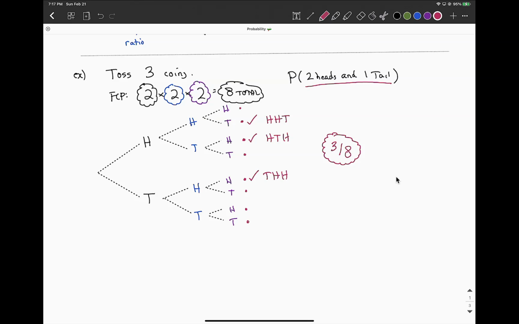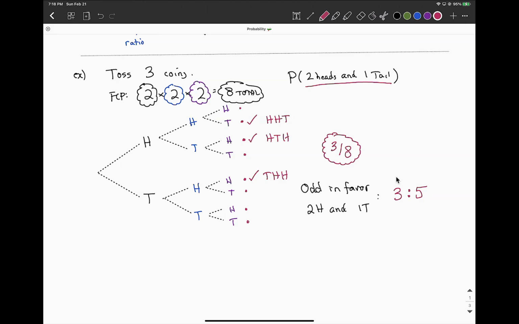Or I could have reworded this question and asked, what are the odds in favor of getting 2 heads and 1 tail? Where now, because I have that sample space, I would be able to say, pretty clearly, there's 3 ways that work, and 1, 2, 3, 4, 5 ways that don't, which adds up to 8, but we can then write odds.